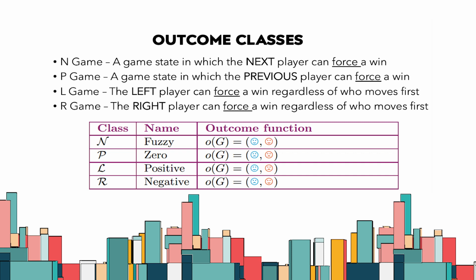So here we can see the happy faces and the sad faces. So what are they? In the N-game, both players are happy. In the P-game, also known as a zero game, both players are sad. In the L-game, which is also the positive game, only the left player is happy. In the negative game, the R-game, only the right player is happy.